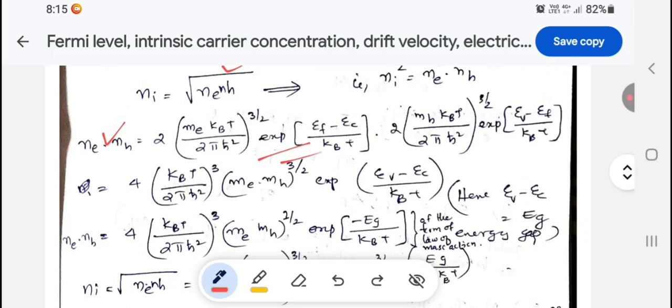The Ne relation is here, the NH relation is here. Then taking the product, 4 times kBT, this kBT to the 3 by 2 into 3 by 2 term becomes a cube. Then Me by MH all raised to 3 by 2 term is there. Then exponential EV minus EF. Here EF minus EC and EV minus EF, so together it is EV minus EC.